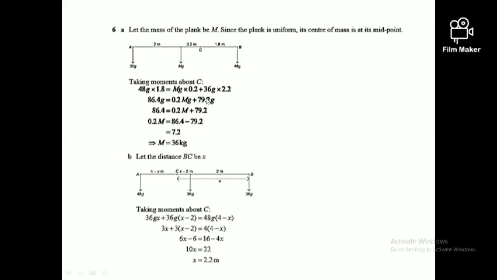With that, I can bring all the terms containing g. We can cancel all these terms at once. Therefore, we get 86.4 equals 0.2 m plus 79.2. So I can put this 79.2 on the other side. 0.2 m equals 86.4 minus 79.2. With that, you will obtain the answer. 0.2 m equals 7.2. Therefore, m is equal to 36. That means the mass of the rod is 36 kilograms, right? Okay.